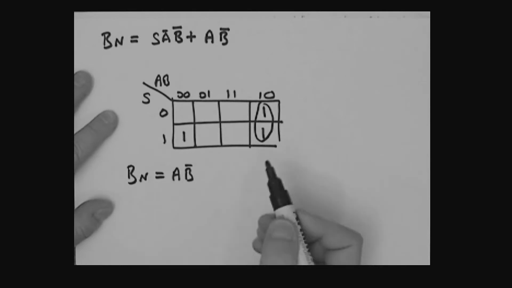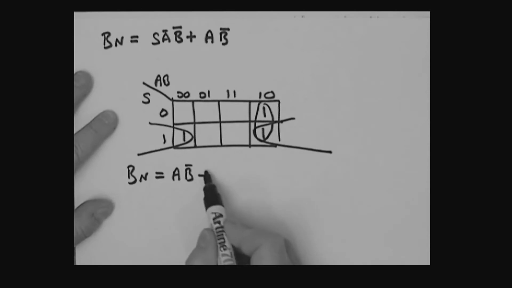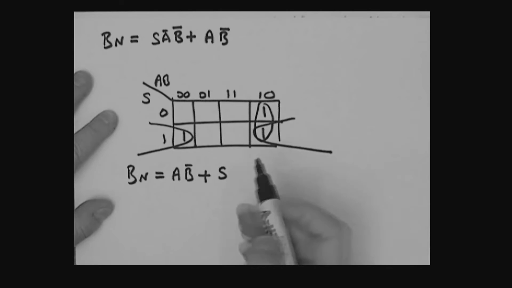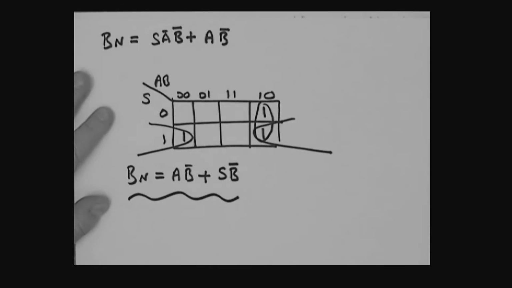Yeah, okay, can't do much about that. But look, I can grab this term with this term right here. Or, what's common? S, yes. What's common here? B bar. Okay, so yes, there is some simplification right there.